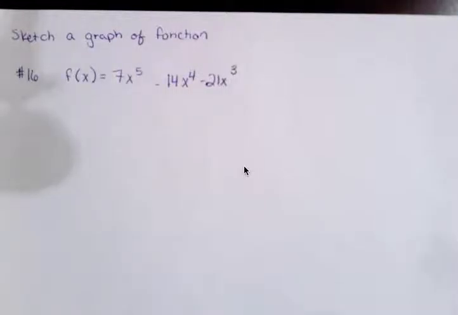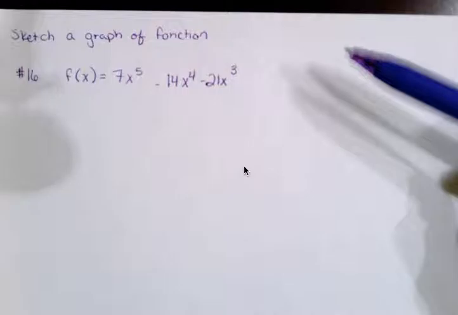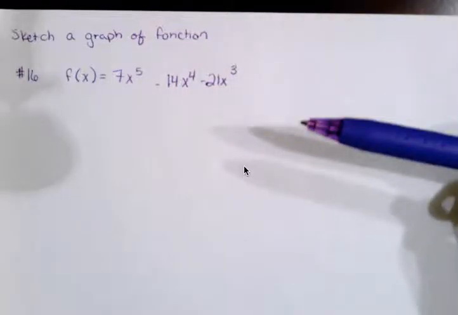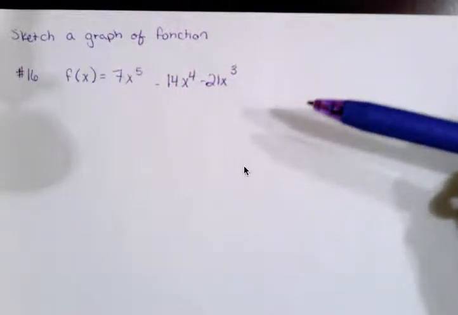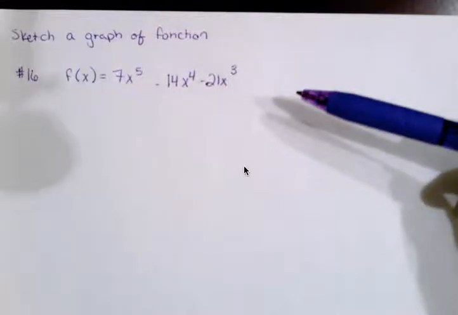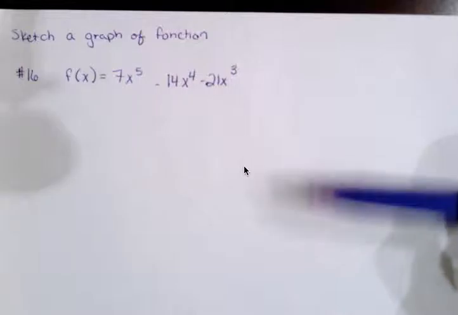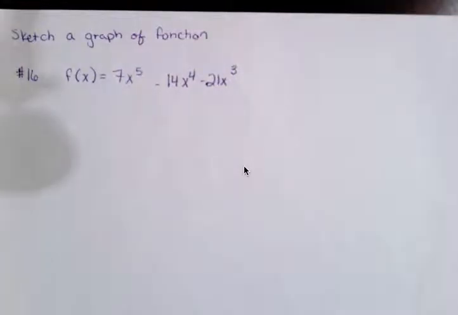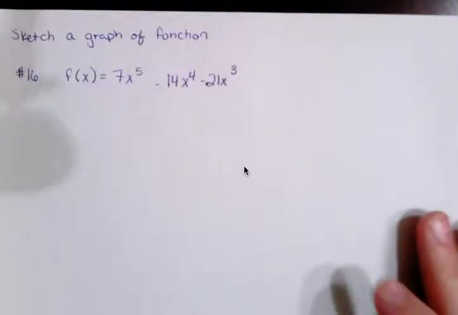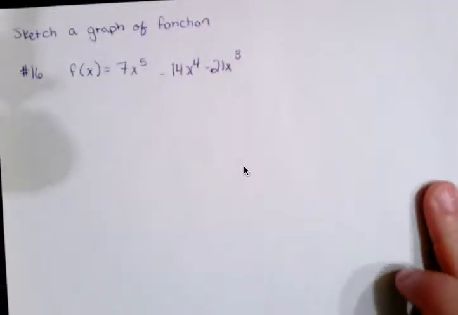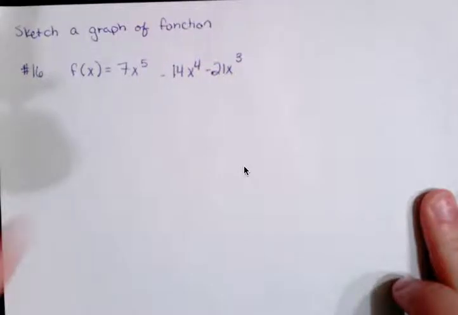Right, this is number 16 from your 4.1 through 4.3 quiz review, and it said to sketch a graph of the following polynomial. So it's f of x equals 7x to the fifth minus 14x to the fourth minus 21x to the third. So we know that polynomial functions are smooth and continuous. So we know there's not going to be any breaks, there's not going to be any corners or any of that. So the first thing we need to do is try to figure out our x and our y intercepts.